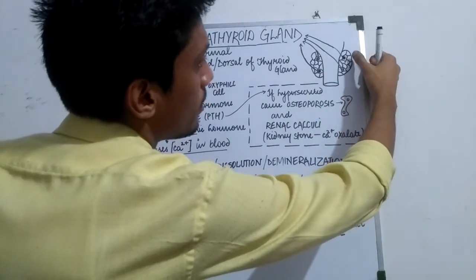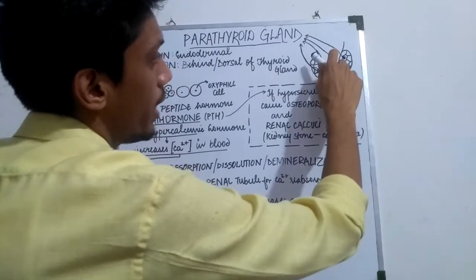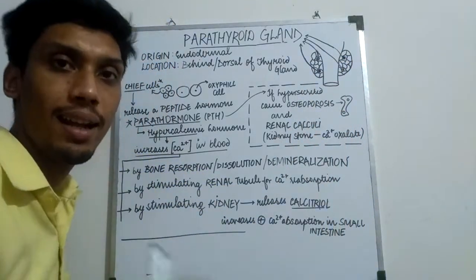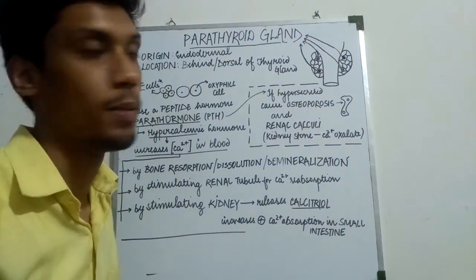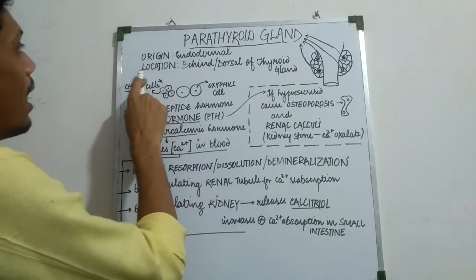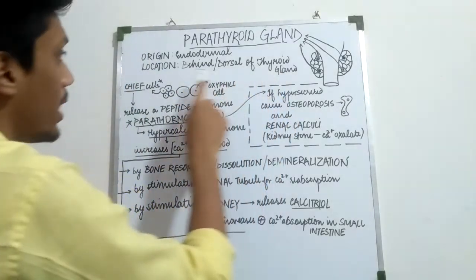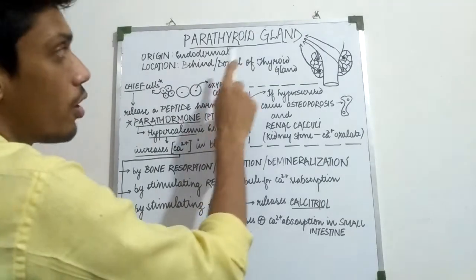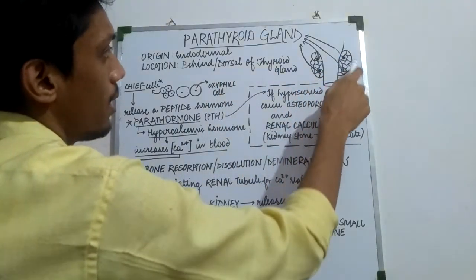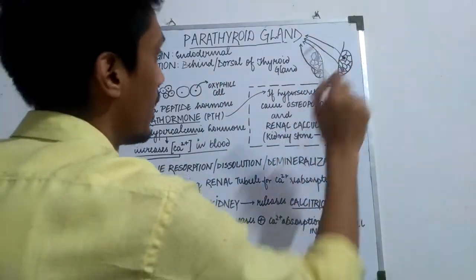So we are concerned with these four dots, and these four dots are nothing else but the parathyroid gland. So we are done with the location of the parathyroid gland, that is behind, or dorsal to, the thyroid gland.